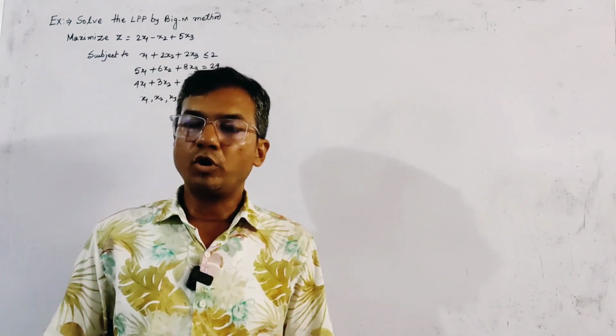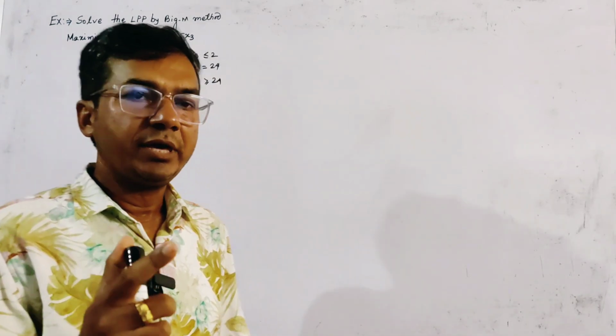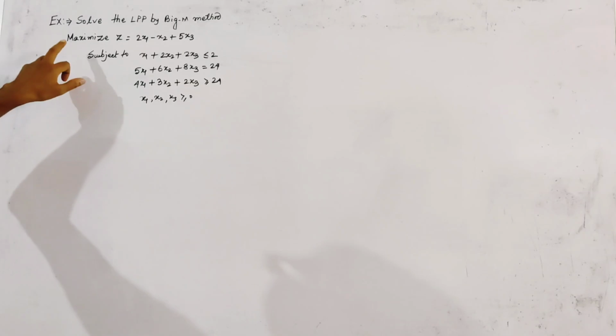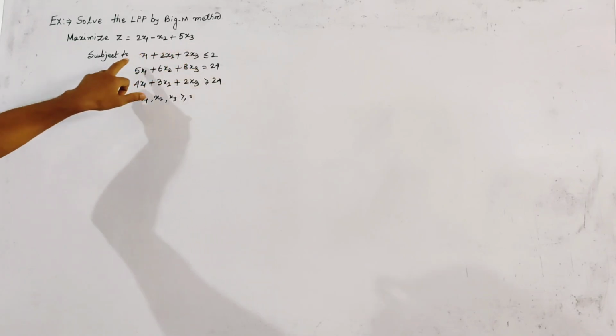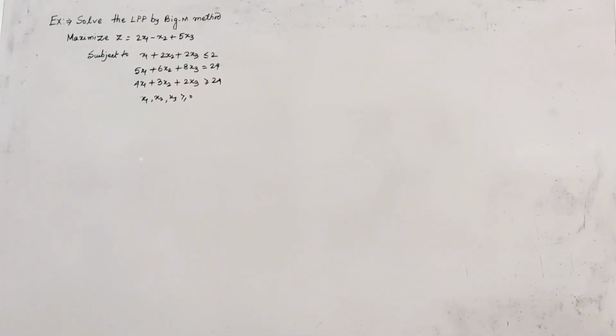Today's problem is from linear programming: solve the LPP by the big M method. The problem is to maximize Z equal to 2x1 minus x2 plus 5x3, subject to three constraints. The first constraint is of less than or equal to type, the second is of equal to type, and the third one is of greater than or equal to type.